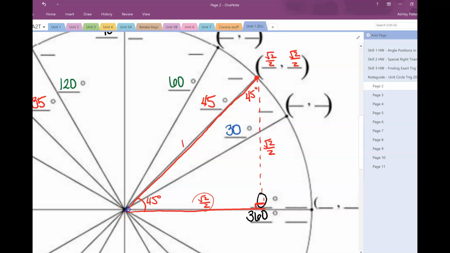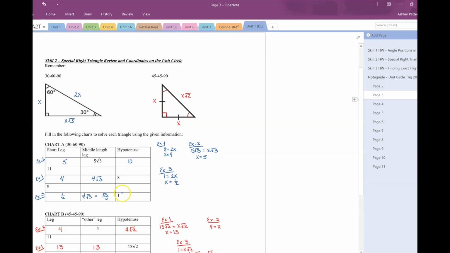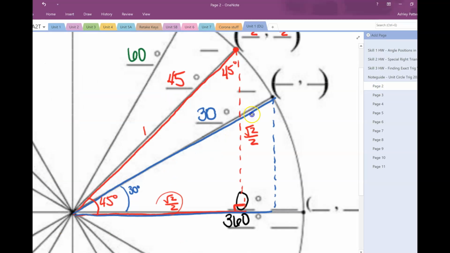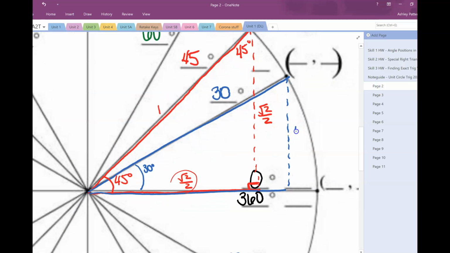Okay, and I'm going to have a ton of colors right now. You guys stick with me. If I am at 30, we have a leg right here. We've got our radius of 1. This is 30. Going back to our chart, if the hypotenuse is 1, so our radius is 1 on the unit circle, our short leg is 1/2. Our middle or longer leg, we'll say, is rad 3 over 2. So the short leg across from 30 is 1/2.